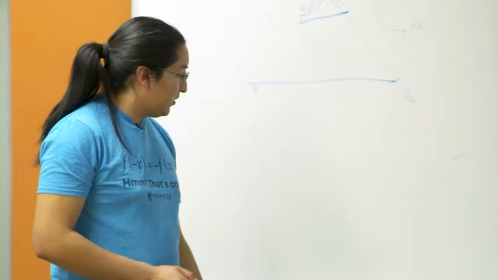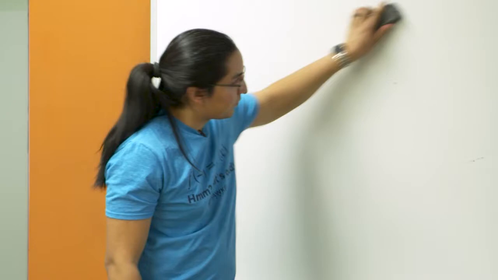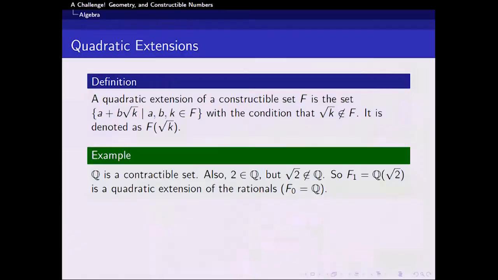As an example, if we look at the rational numbers with the two operations defined, then we know that the number 2 is a rational number. It can be expressed as 2 divided by 1. But I claim that the square root of 2 is not a rational number, so it's not in our set. So we can talk about adjoining the square root of 2 to the rationals to create this new field.